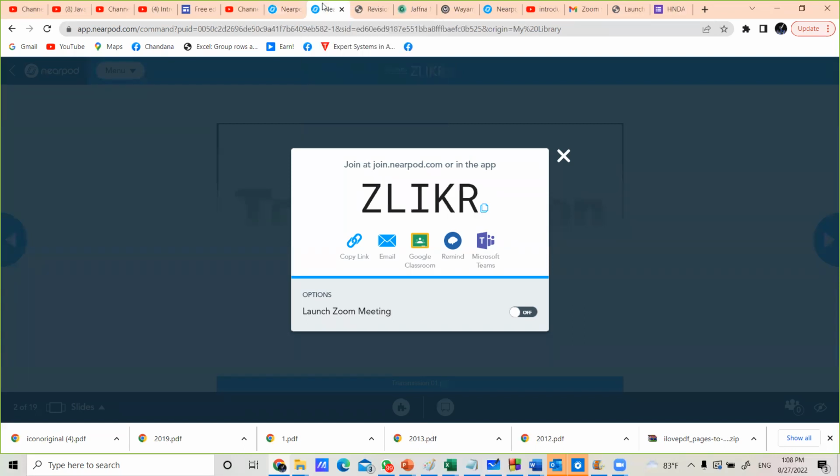Then the other one is LIKR. Also, I am putting it into the chat box. LIKR. Both join codes are now available in your chat box.